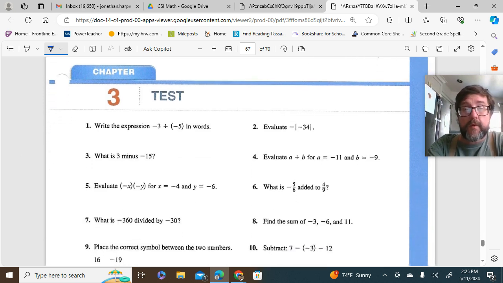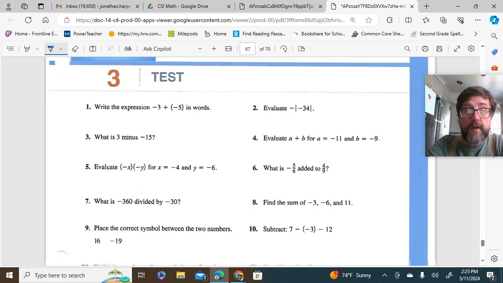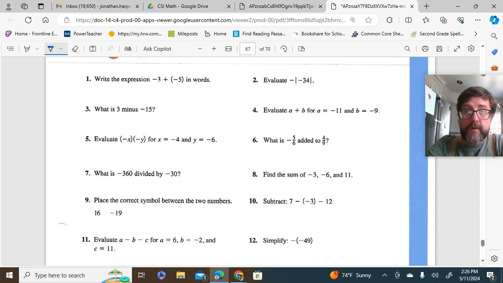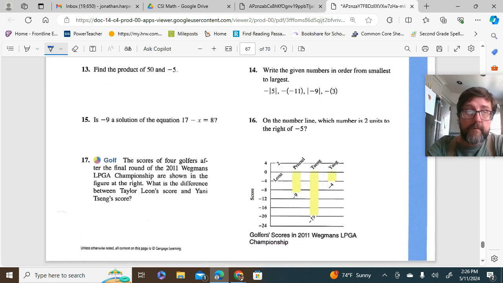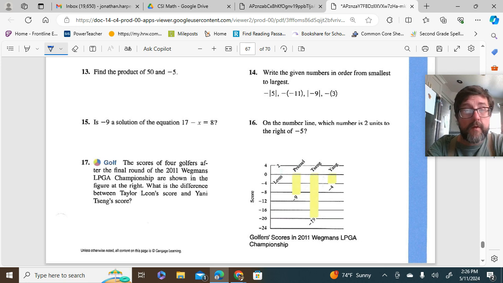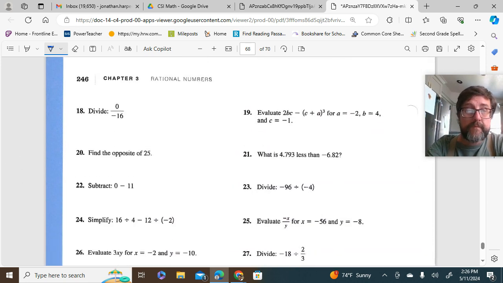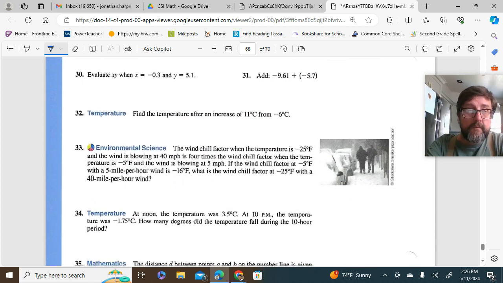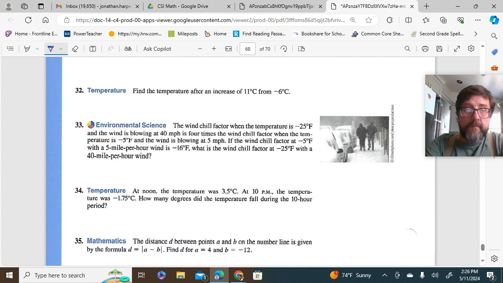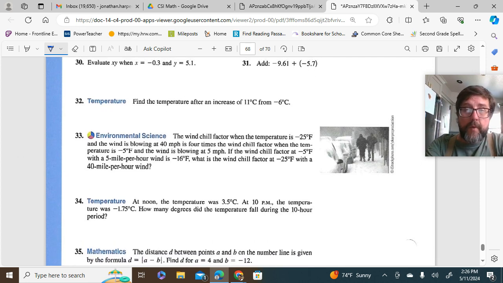Okay, this next part says test over Chapter 3. Work the problems. Pause it and do the problems.